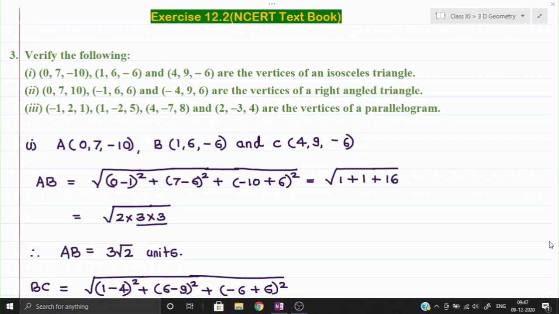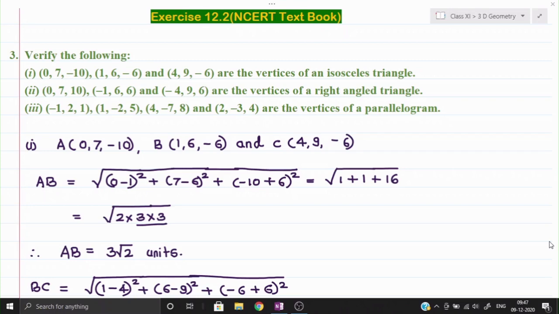Means you need to prove all sides are equal as well as the diagonals are also equal. Same way in the case of rectangle, you need to prove both pairs of opposite sides are equal as well as the diagonals are also equal. Because if both pairs of opposite sides are equal, it could be a parallelogram or it could be a rectangle. So for a rectangle, additionally you need to prove diagonals are also equal.